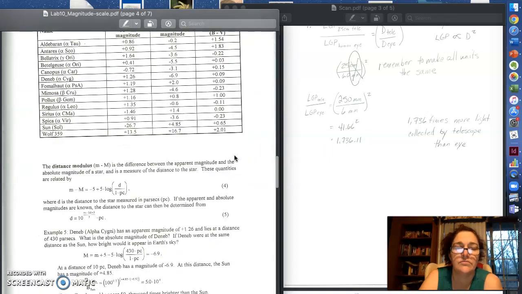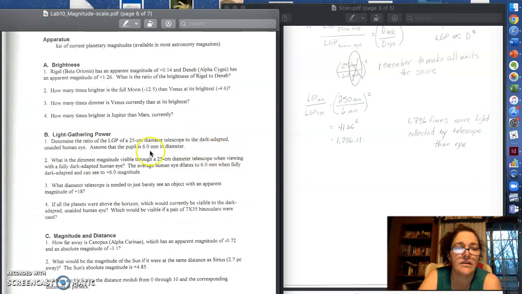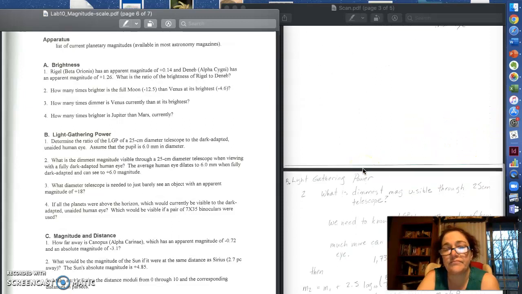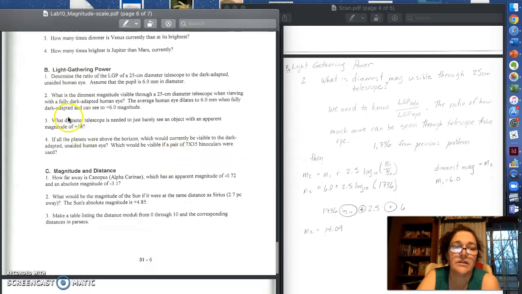So, where's our question? Determine the ratio of the light gathering power of a 25 centimeter diameter telescope to the dark adapted unaided human eye. So the telescope gathers 1,736 times more light than the eye. So we come down here to the next question. What is the dimmest magnitude visible through a 25 centimeter telescope when viewing with a fully adapted human eye. Average human eye dilates to 6 millimeters when fully dark adapted and can see a positive 6 magnitude.